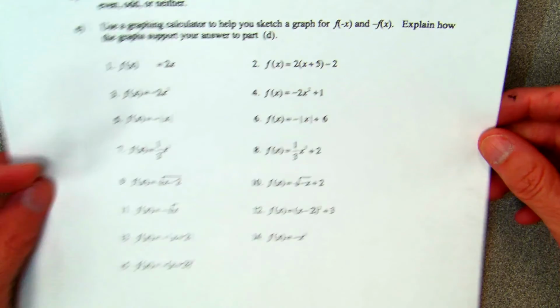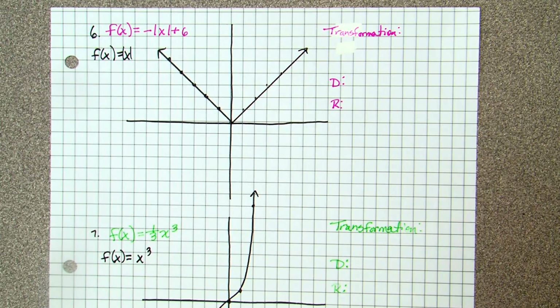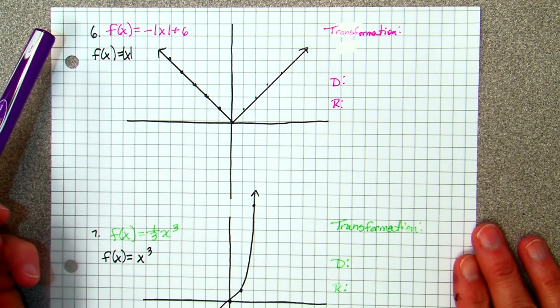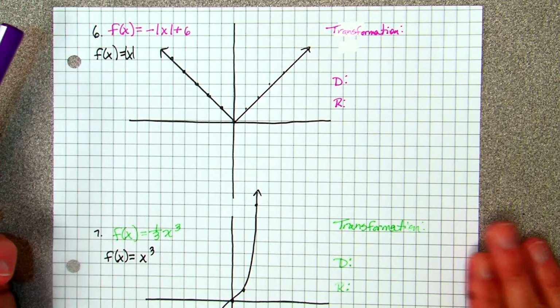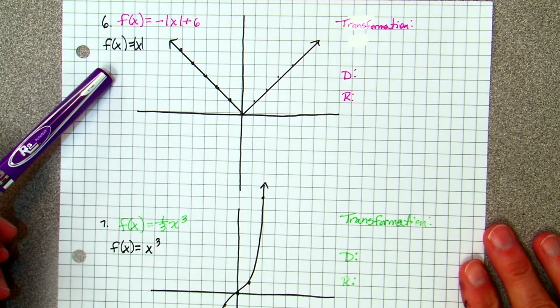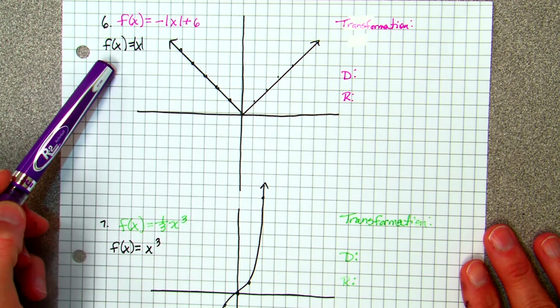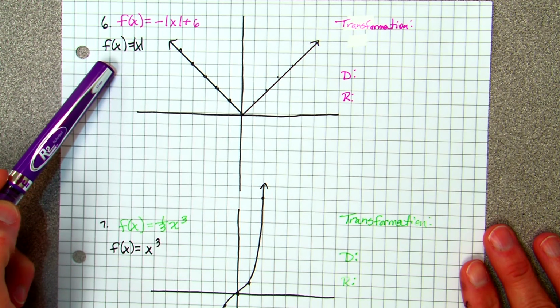I'm going to go through right now and work out number 6, just in case you're still having questions. So number 6, the equation is f of x equals negative absolute value of x plus 6. Well, the directions say the first thing for you to do is draw a quick sketch of the parent function and then sketch the given function in a different color. So I've gone through and I've sketched. I know that's an absolute value function, so I wrote down my parent function in black, absolute value of x.